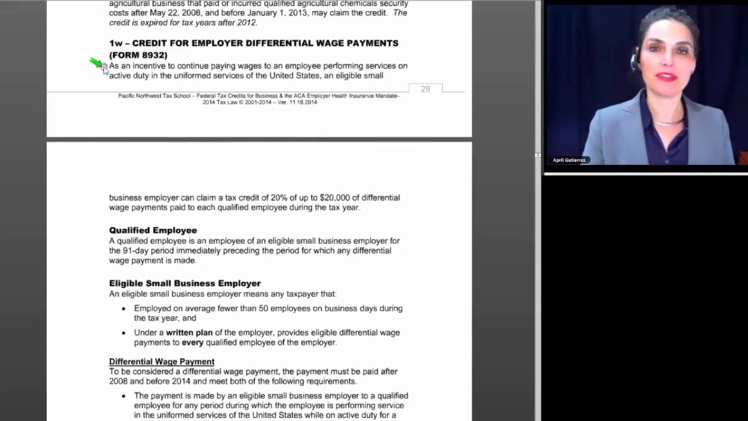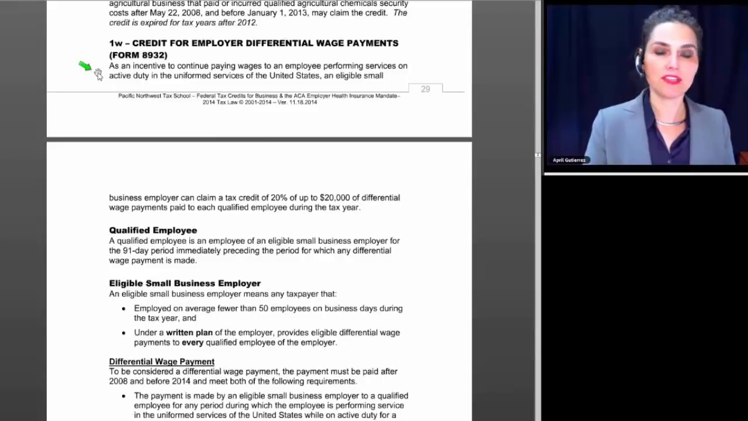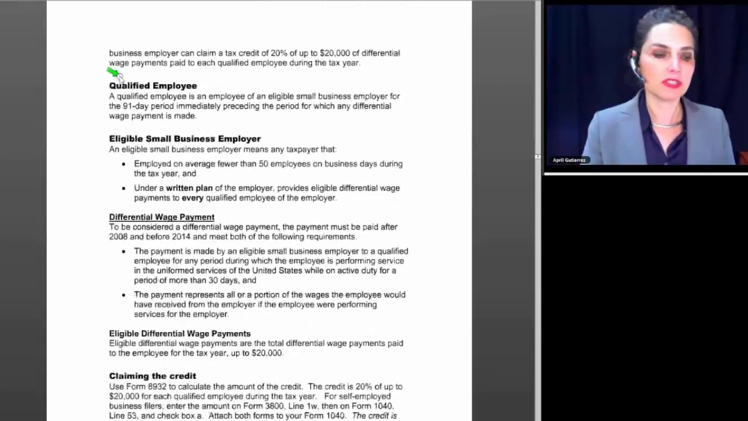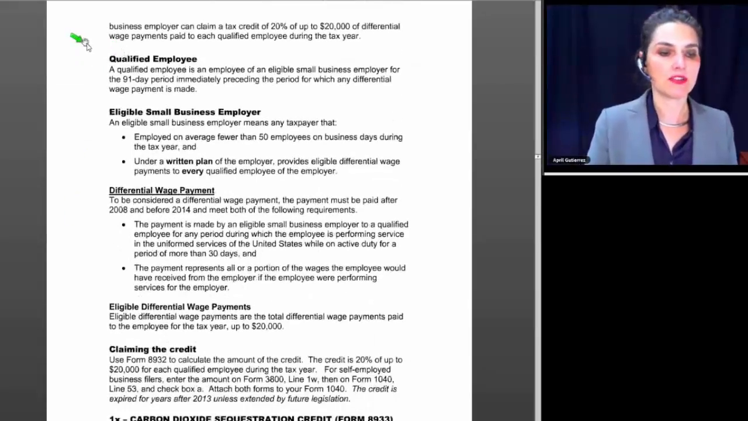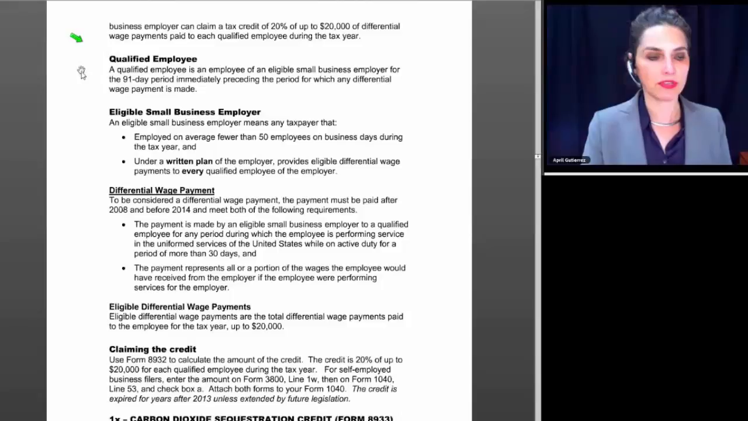1W, credit for employer differential wage payments as an incentive to continue paying wages to an employee performing services on active duty in the United States Armed Forces. An eligible small business can claim a tax credit of 20% of up to $20,000 of differential wage payments paid to each qualified employee during the year.